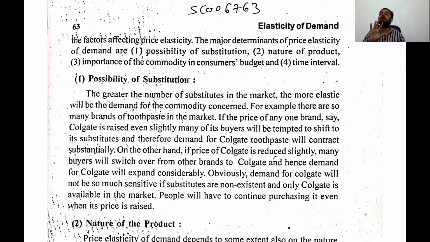But guys, you need to understand the concept of price elasticity of demand. Price elasticity of demand means that a percentage change in the price gives a percentage change in the demand for the product. When the price rises, demand falls, and when the price falls, demand rises. So you need to understand the different factors that affect the price elasticity of demand. The major determinants of price elasticity of demand are, first, possibility of substitution, second, nature of product, third, importance of commodity in consumer's budget, and fourth, time interval.